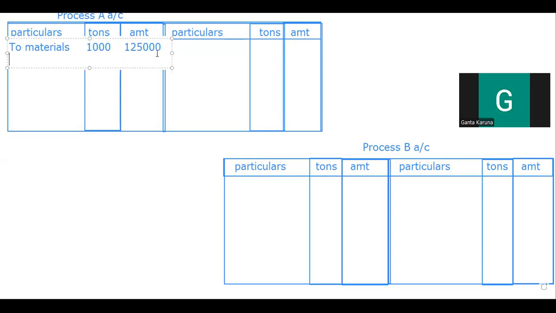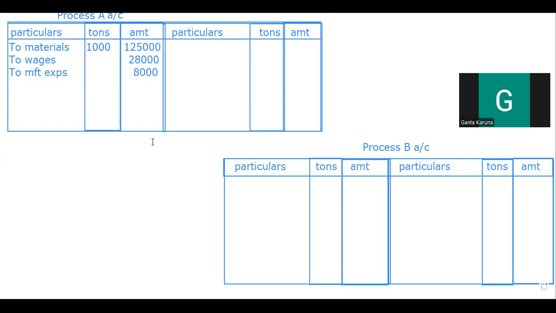Then afterwards, what am I going to record? To wages. So the cost per ton is equal to 125. Please, I'm reminding you. Then I'm going to record to wages, which he has given me around 28,000. So I'm taking it as 28,000. And then he has given me to manufacturing expenses, which he gave me around 8,000. So these are my expenditures, which I'm going to record on the debit side of the account.